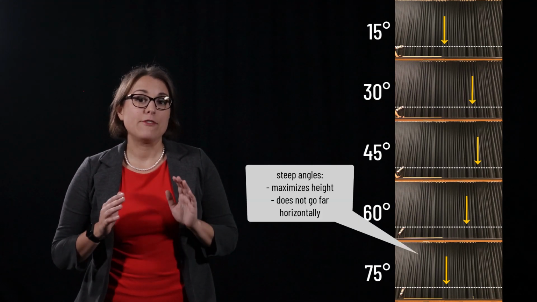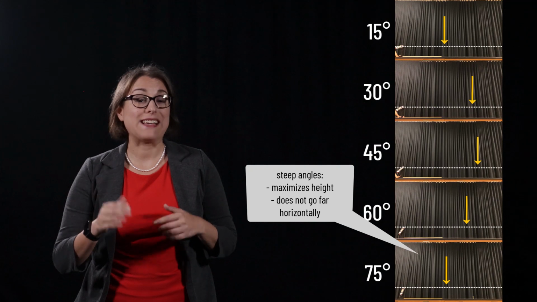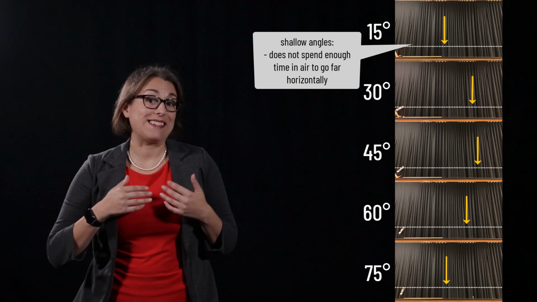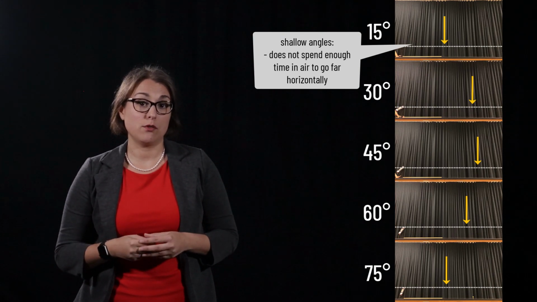As expected, very steep angles maximize the height of the ball, but don't move very much horizontally. Very shallow angles spend less time in the air, causing them to lose out on horizontal motion. At 45 degrees, we maximize the horizontal range by creating the best trade-off between time in the air and horizontal motion. Therefore, in the absence of air drag, a launch angle of 45 degrees will maximize the horizontal range.